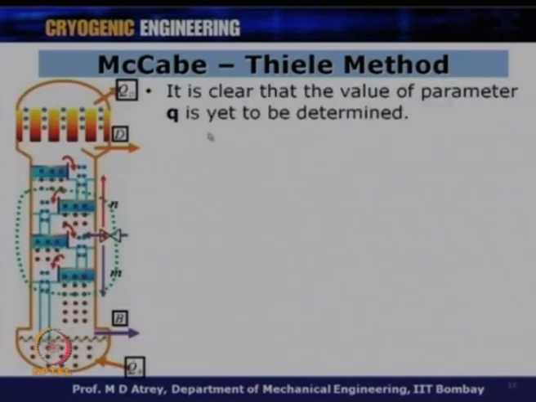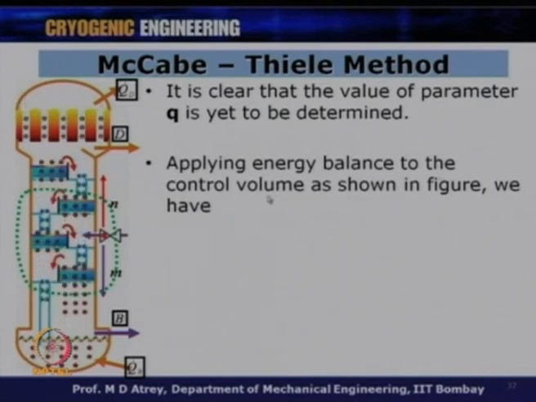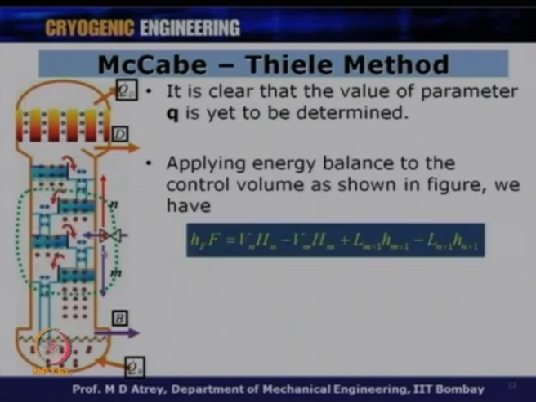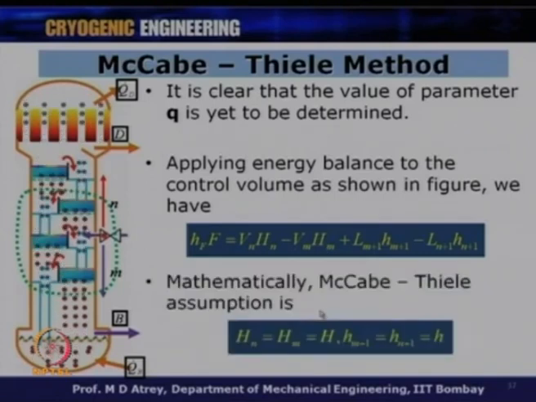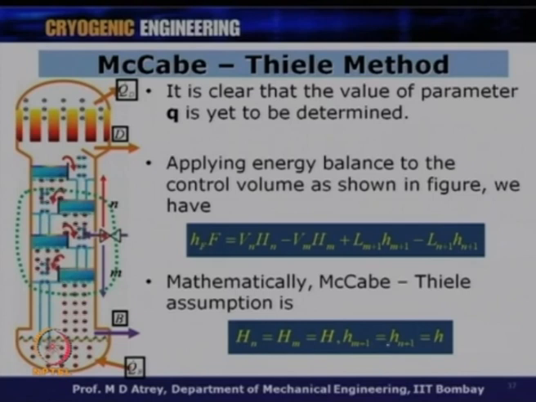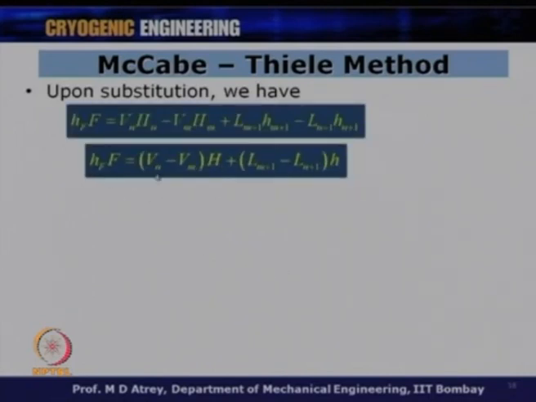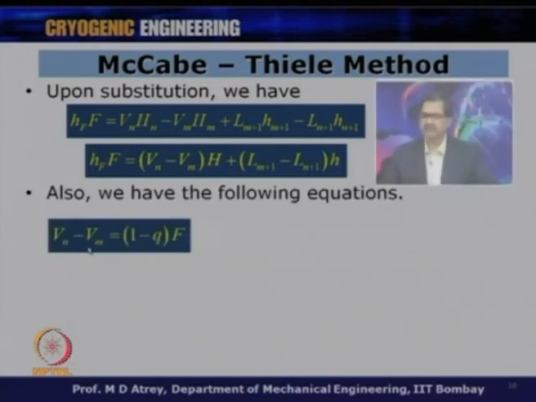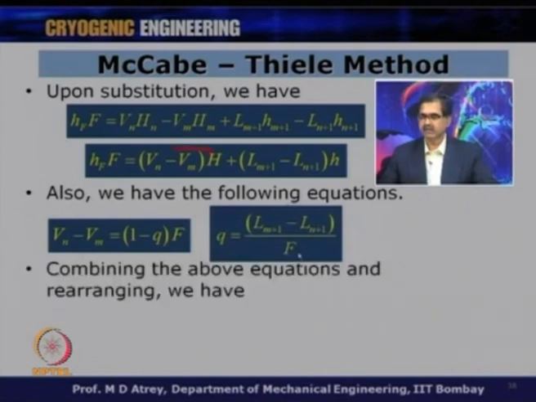So, this is the column. It is clear that the value of parameter q is yet to be determined. Applying the energy balance to the control volume here, I get enthalpy balances for everything: HF F is equal to Vn Hn minus Vm Hm. So, I got enthalpies associated with this. Rearranging this, and we say that all enthalpies are the same, capital H is equal to H, small h is equal to h. Putting them together, I get this expression, again rearranging the terms, and ultimately I also know Vn minus Vm is equal to (1 minus q) into F. I know the quality expression, or q expression, basically.